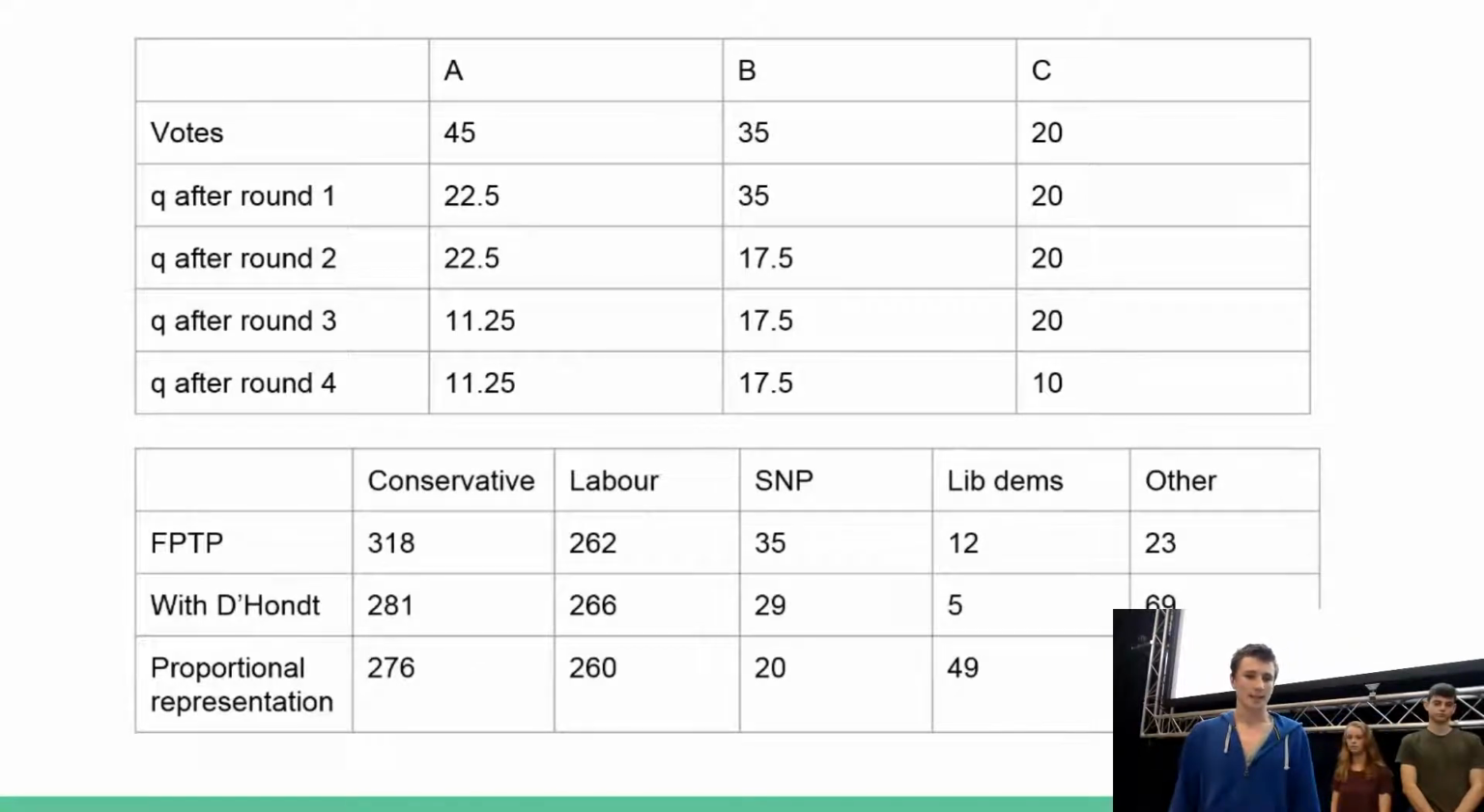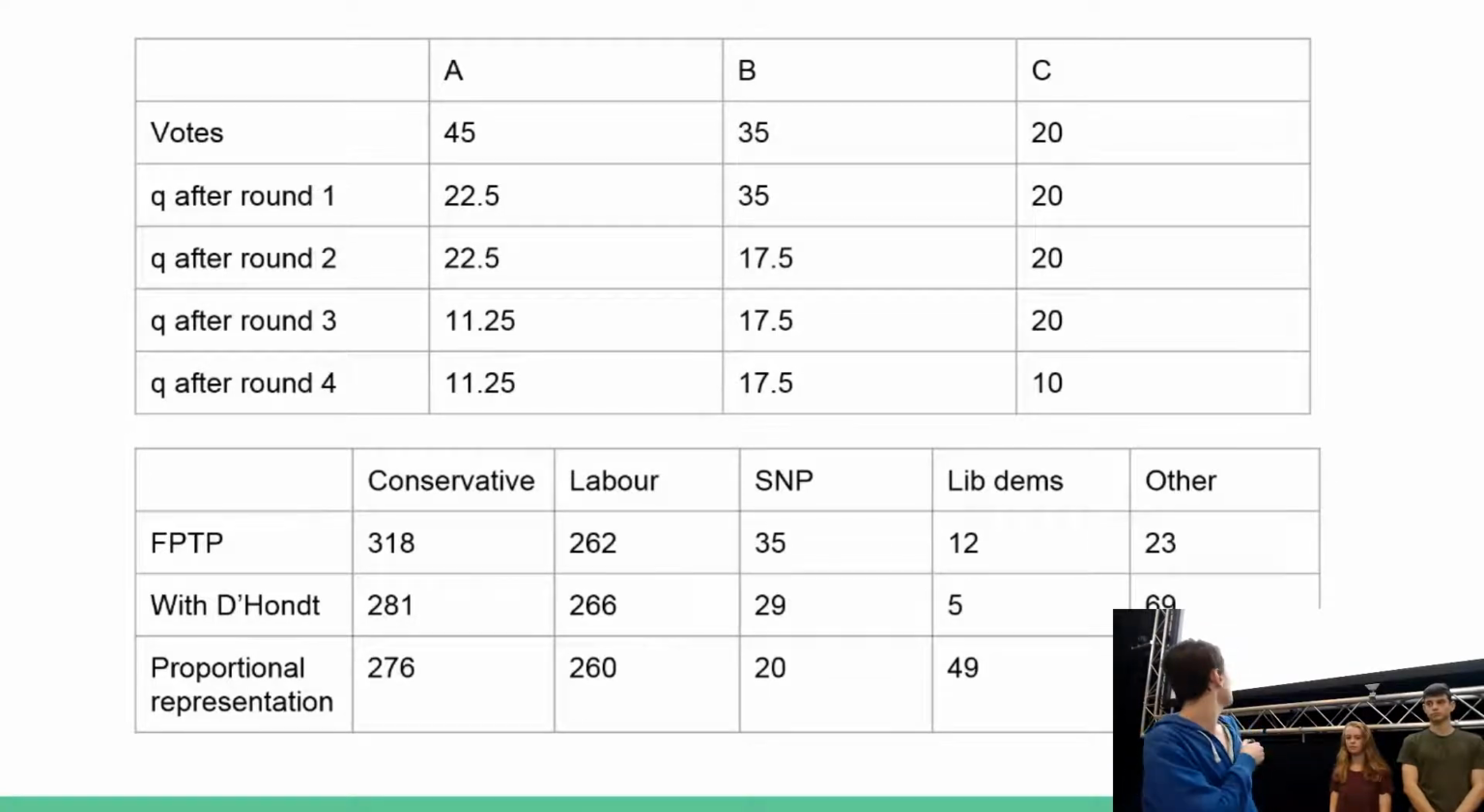So this is the UK elections, the most recent UK election. So this is, where's the laser? This is what it actually was with first past the post. This is what it would have been if all the seats had been allocated with the Hunt method, and this is what it would have been if it was just standard proportional representation.